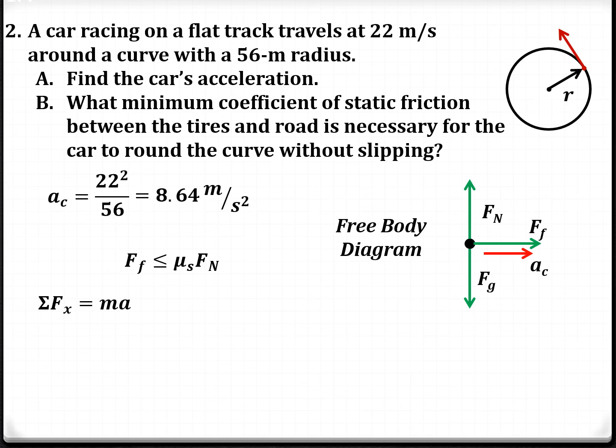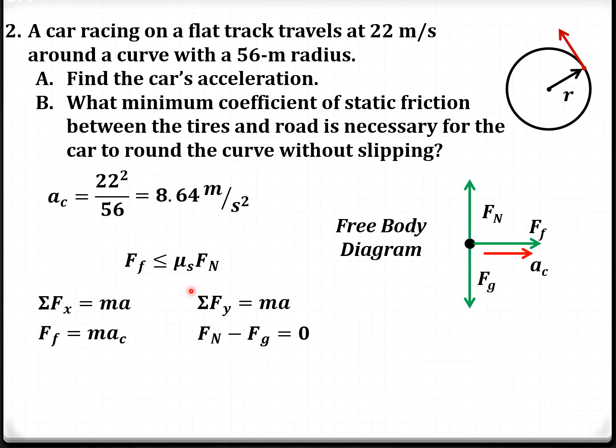So let's do net force in the x direction. If you notice, force of friction is the only force in the x direction. So force of friction equals mass times centripetal acceleration, because the acceleration is also in the x direction. For the net force in the y direction, we have the normal force upward and the force of gravity downward. Go ahead and plug those in. Normal force upward minus force of gravity downward is going to be equal to 0.